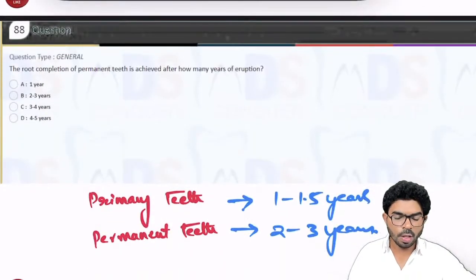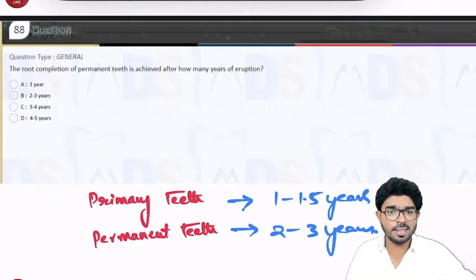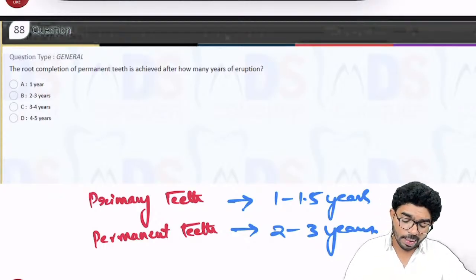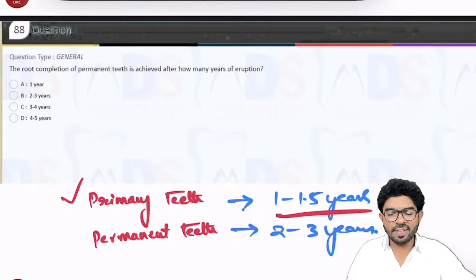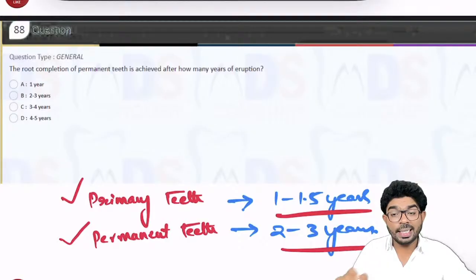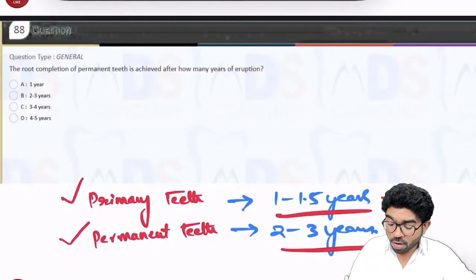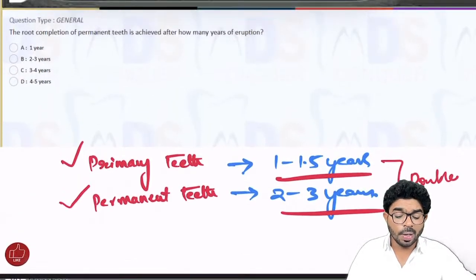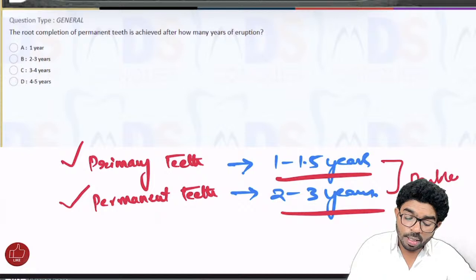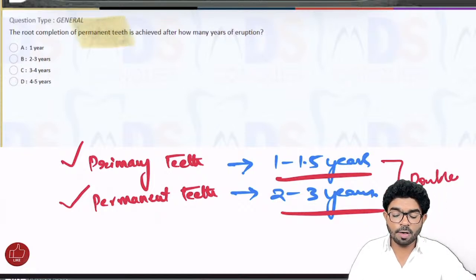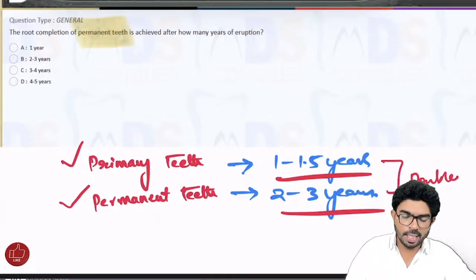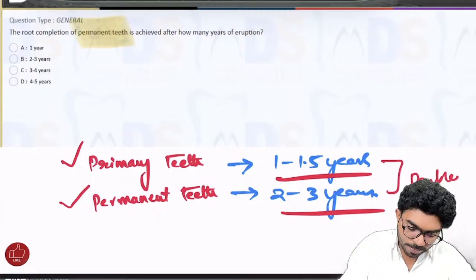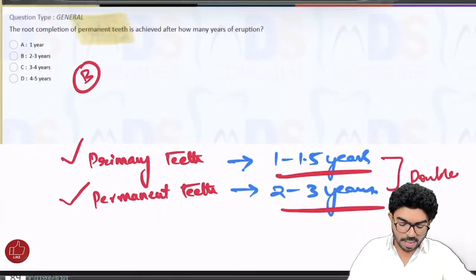Coming to 88, root completion. Again, I myself have discussed this particular concept. Primary teeth are going to take around 1 to 1.5 years after their eruption for the root completion to be done, and permanent teeth are going to take double the time of the primary teeth. Now the question is, root completion of your permanent teeth is achieved by how many years after the eruption? It is double the time, that is 2 to 3 years. The answer is option B.